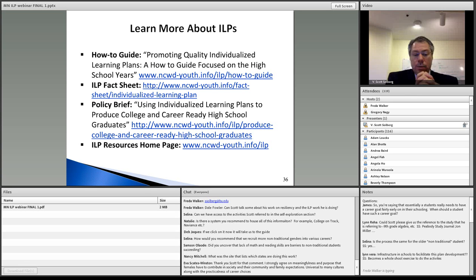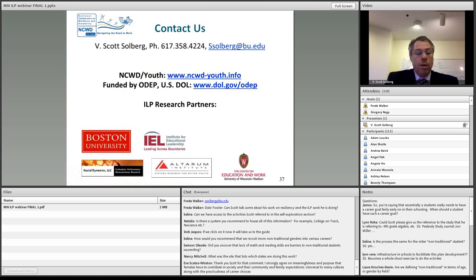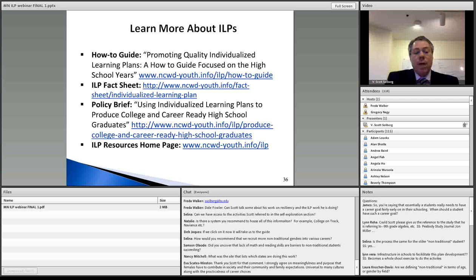Let's see, what was the list of states that are doing this work? So if you go to the, I'm going to go forward a slide. No, I was on the right slide. The very bottom here where it says ILP Resources homepage, if you go to that page on the right, about halfway down, you'll see our list of all the states that currently are either endorsing or mandating ILPs, and some of which are in process. And so you'll see the list there.